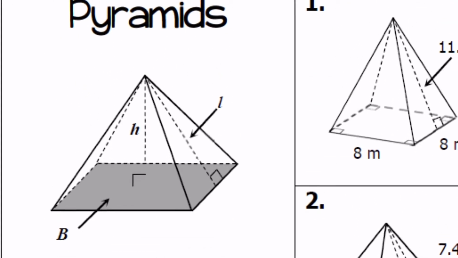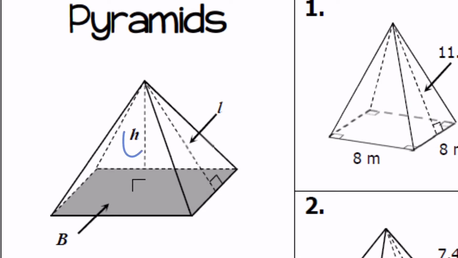Okay, so this height in here doesn't really have anything to do with the surface area at this point, but you still need to know that when we talk about height, we're talking about the distance from the very tip, the point on our pyramid, to the base, straight down, forming a 90-degree angle.